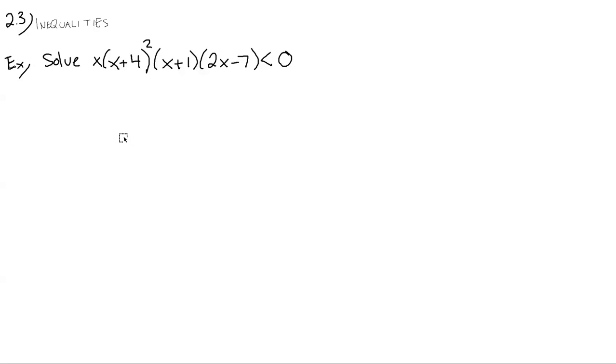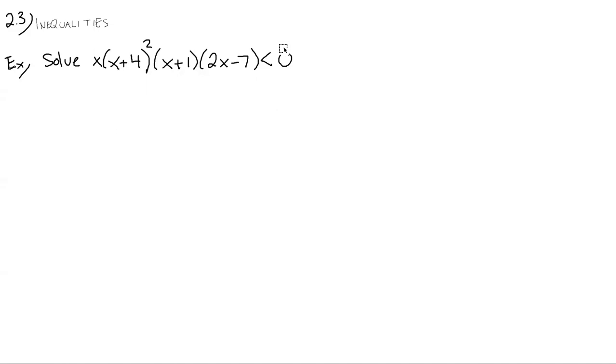All right, so what we've got here is a much more complex polynomial inequality. We've got x times (x plus 4) squared times (x plus 1) times (2x minus 7) is less than 0. So I have no idea what the graph of this thing looks like. And in fact, I can actually use this inequality that I'm going to get here to help me figure out what the graph looks like.